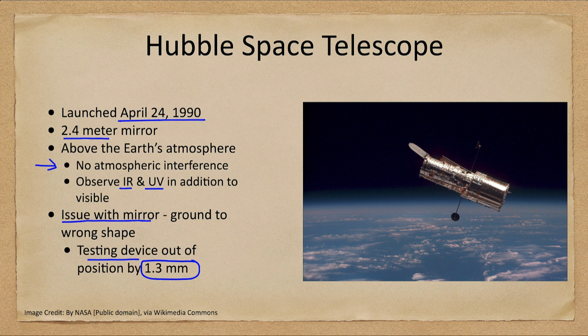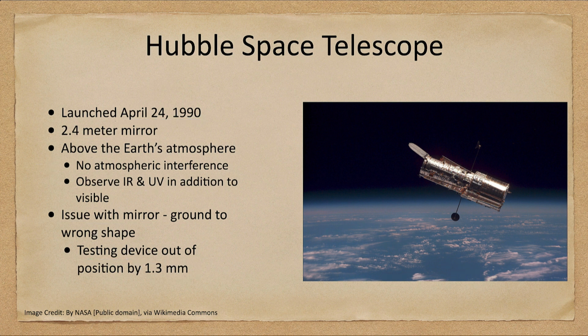However, since we found out what the error was, we could make a correction. A future shuttle mission was able to adjust the optics within the telescope to correct for this and give Hubble the beautiful crystal clear vision that we expected from it.